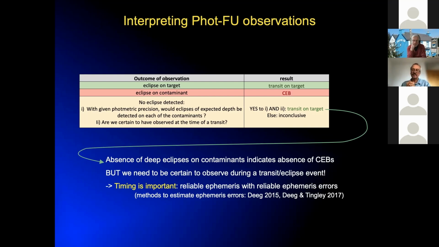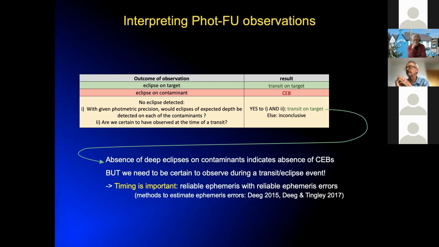And then something that happens quite often is that we don't detect anything in the photometric follow-up. But we may still use these data, and we have done that quite often when we did the cohort follow-up. There are 2 requirements. We have to ask 2 questions. With our photometric precision, which we can estimate from our data set, would eclipses of the expected depth be detected on each of the contaminants? For example, there are 3 or 4 contaminants. We can calculate how deep the eclipses have to be in order to generate the signal in the space data. So would we have expected these definitely or not?